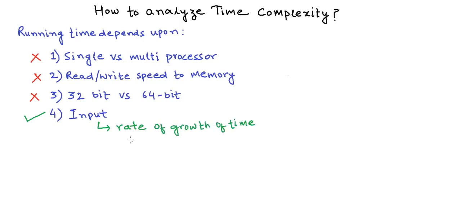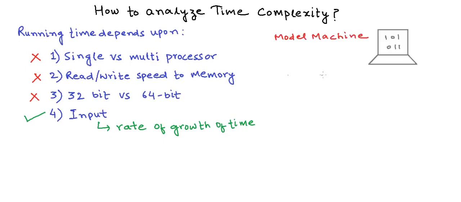Now, how do we calculate an expression that gives us the rate of growth of time of an algorithm with respect to the input? To do so, we first define a model machine where we will execute our program. So let's say we define a hypothetical model machine with below characteristics. It is a single processor machine. The architecture of the machine is 32-bit.